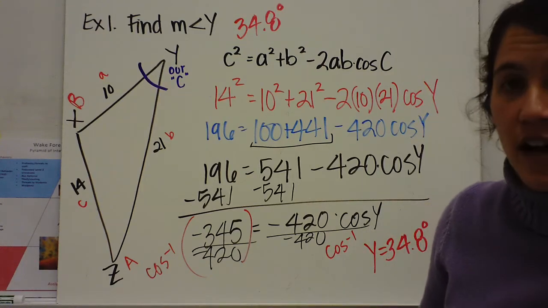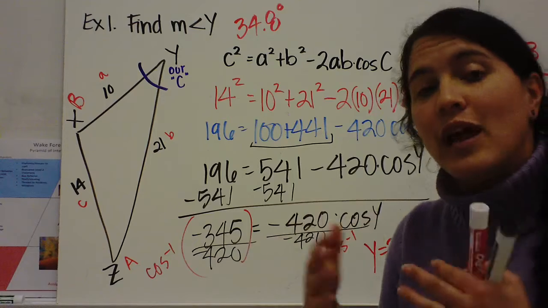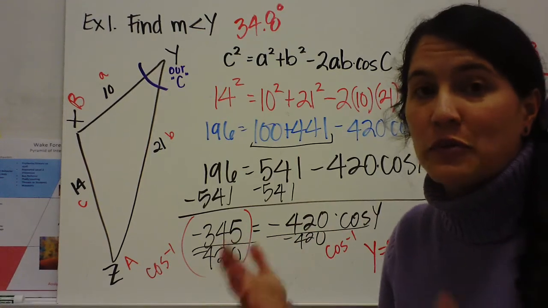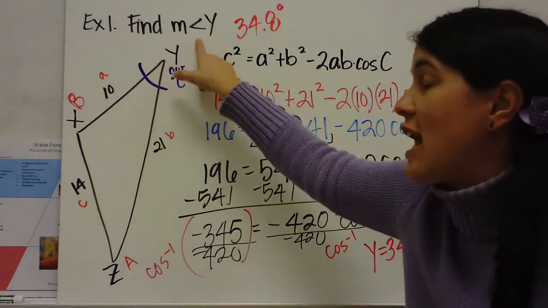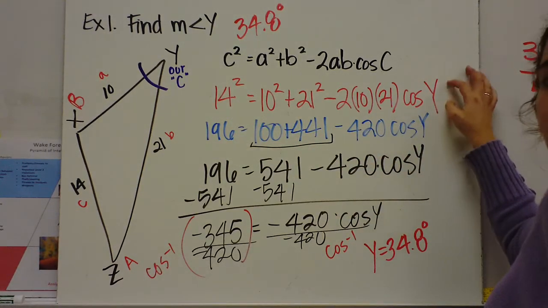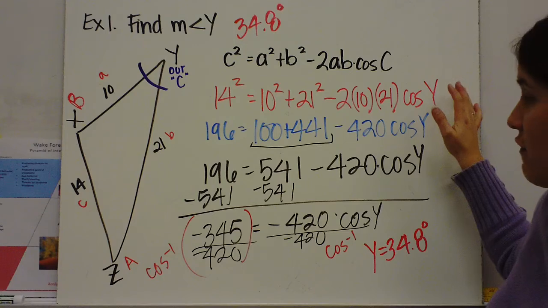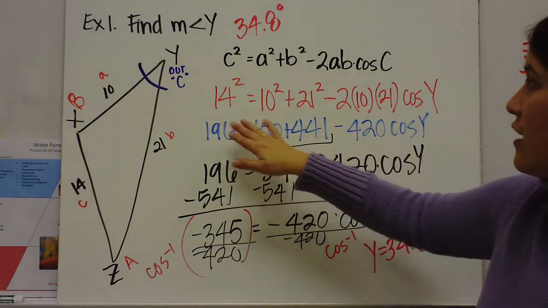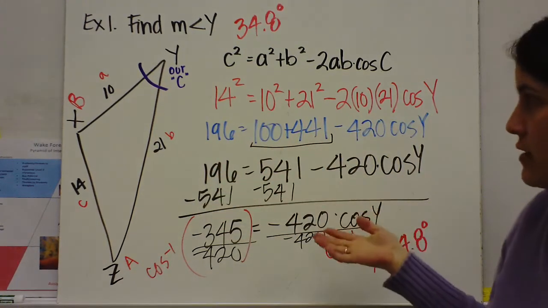So it looks like a lot, and it can be confusing, but you plug it in, and then you just solve for whatever you're missing. In this example, it said find an angle, so that was our C, our angle. Whenever you're trying to find an angle, you're going to have to use your inverse cosine function. Then I just simplified, I subtracted, and I solved.